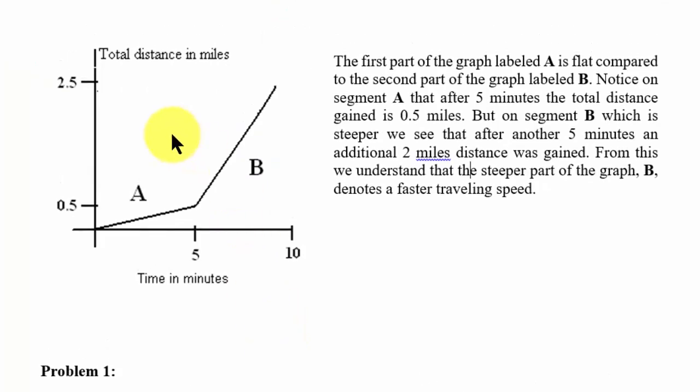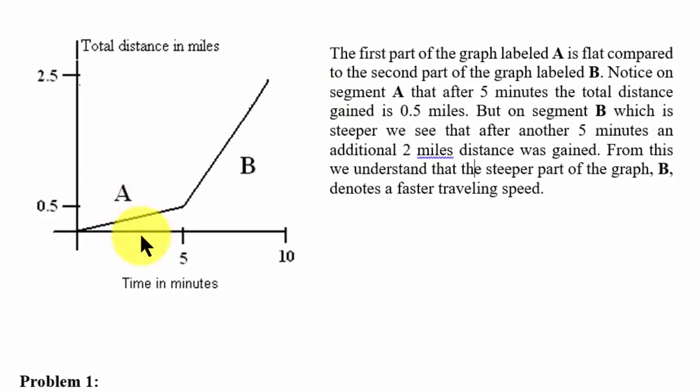For this example, there's really no work for us to complete. They actually give us the answers. If you look at segment A here, we notice we have time in minutes and total distance in miles as my horizontal and vertical axis. So my first 5 minutes, it looks like I run a half of a mile. Just from 0 to 5 minutes, after 5 minutes, I've run a total of 0.5 miles. But then you notice the next 5 minutes, it looks like I run 2 miles. I go from a half a mile to 2.5 miles.